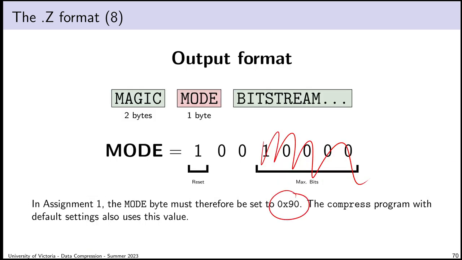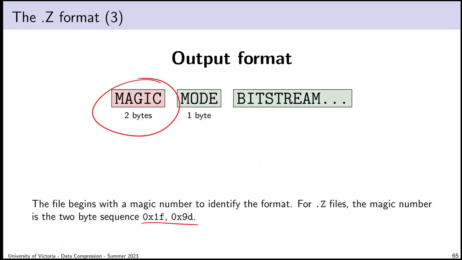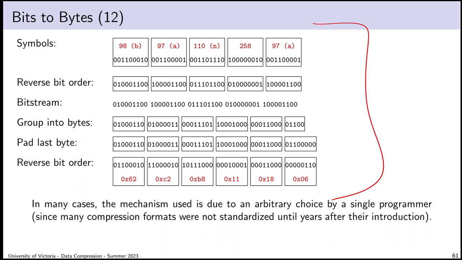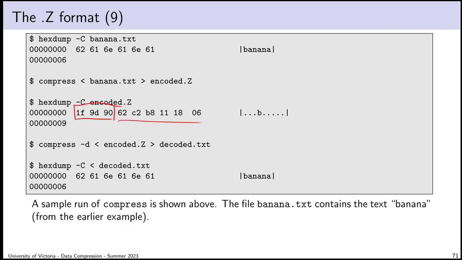The 0x90, that's our mode byte. Okay, so that means these 3 bytes here are the metadata that we just discussed. The remainder of the encoded file is 62C8B8111806. Let's just take a ride backwards a few slides. Oh, there it is, 62C2B8111806. And we can see that is exactly the data that we had in our encoded representation.